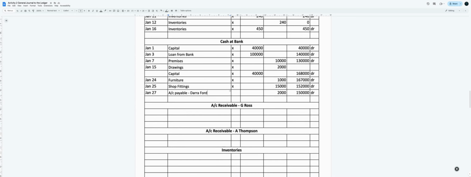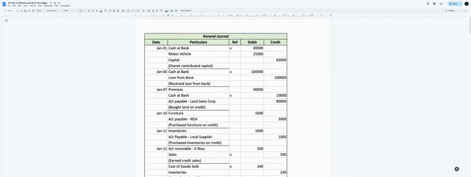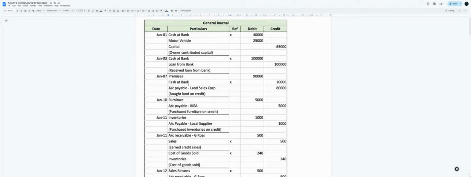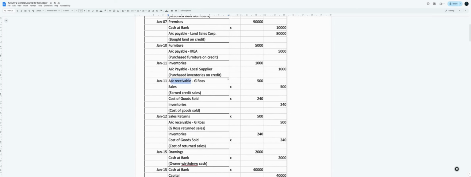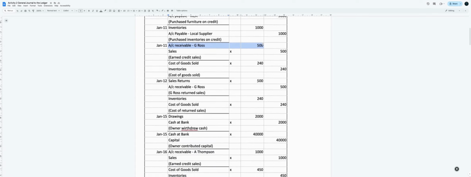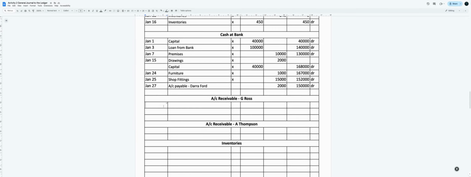We now have our accounts receivable. I'll just do this one here and see how you can go about finishing off the rest of the question. So, because we're doing accounts receivable G Ross, let's look for accounts receivable G Ross. And there's our first one on January 11, $500 debit. On January 11, January 11, $500 debit.